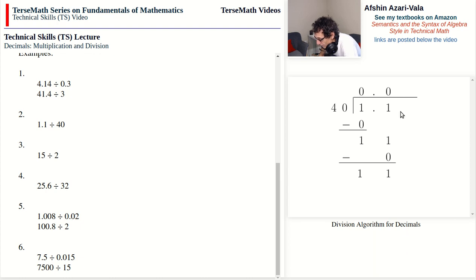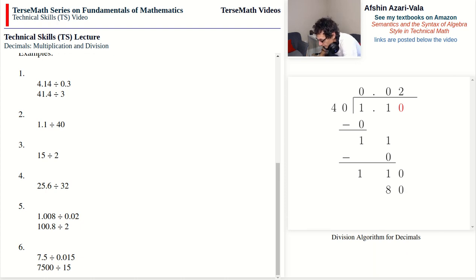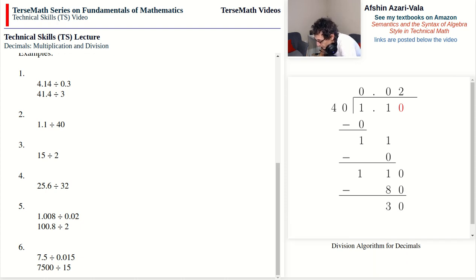And in such a case, you can of course claim that 1.1, which says you have 1 unit and 1/10, you can put a 0 here and claim that you have 0 hundredths. And therefore, at this stage, we add a 0, pull it down. How many 40's into 110? The answer is 2 of them. 2 times 40 is 80. We subtract to get 30.